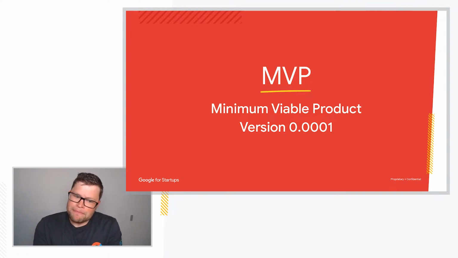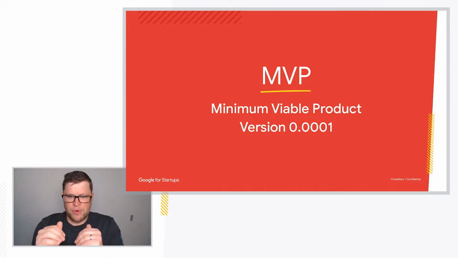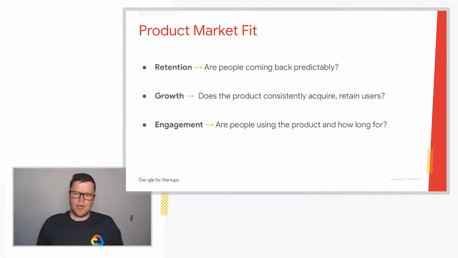Now, initially, I'm going to talk about version 0.00001, the first iteration of your product. I will cover a little bit about how you take that from 0.001 to 0.002 and 3, 4, and some of the mechanisms to go for. But to begin with, we're going to talk about that first iteration.